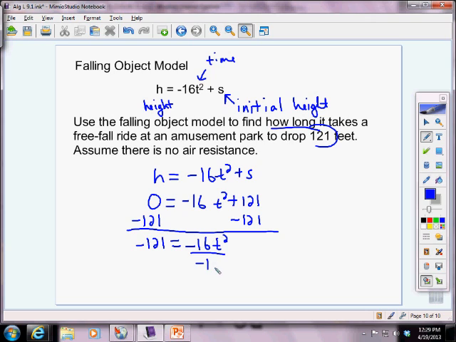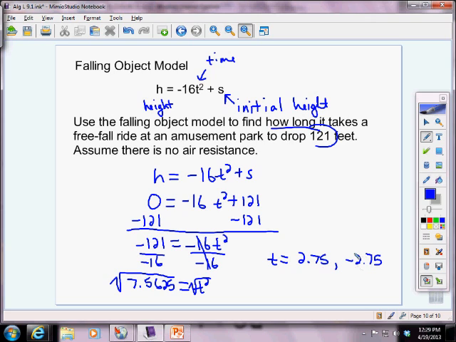Divide both sides by a negative 16. And if you type negative 121 divided by negative 16 in your calculator, that comes out to 7.5625. That is not the time. We need to take the square root of both sides. So we're going to get our time equals the square root of 7.5625. That is a positive 2.75 and a negative 2.75.